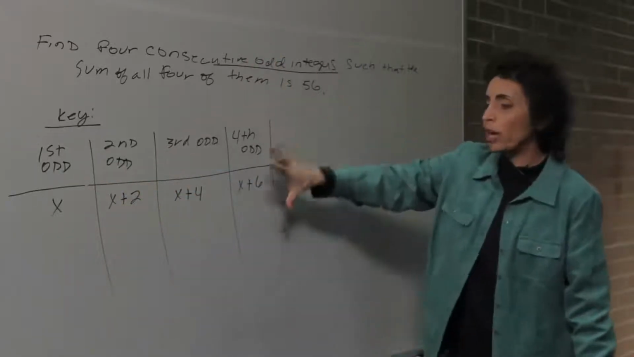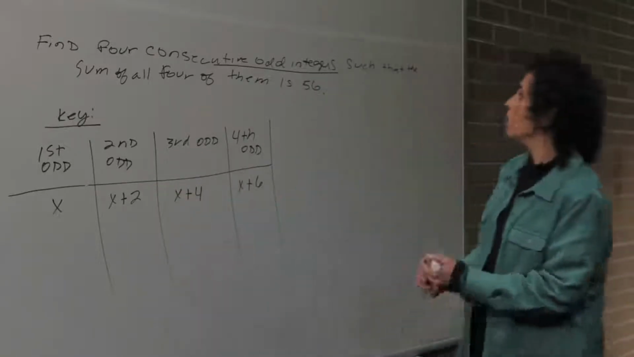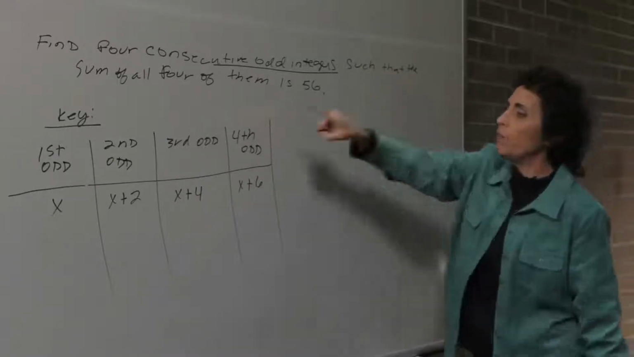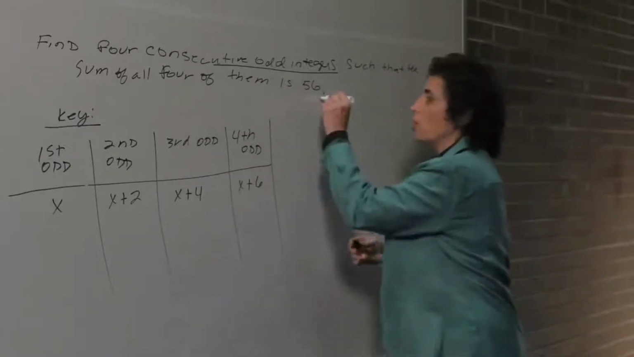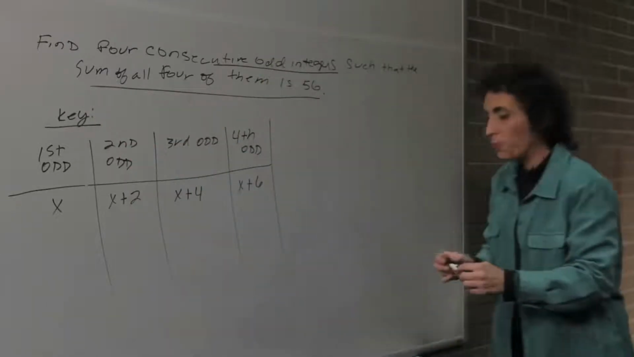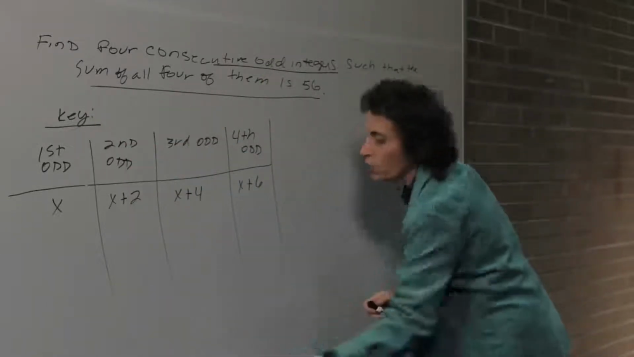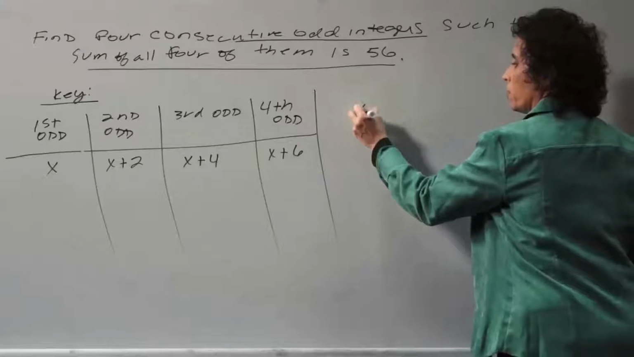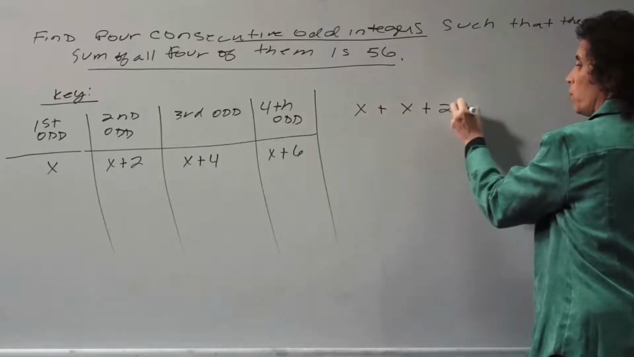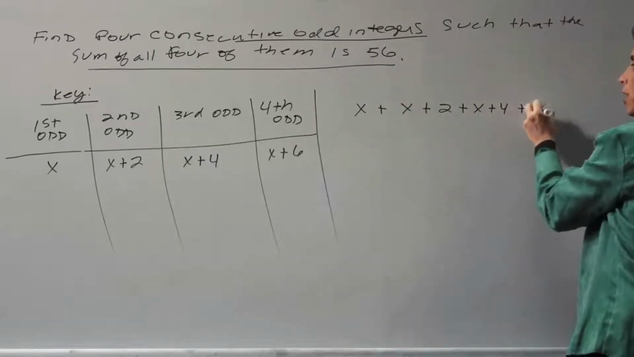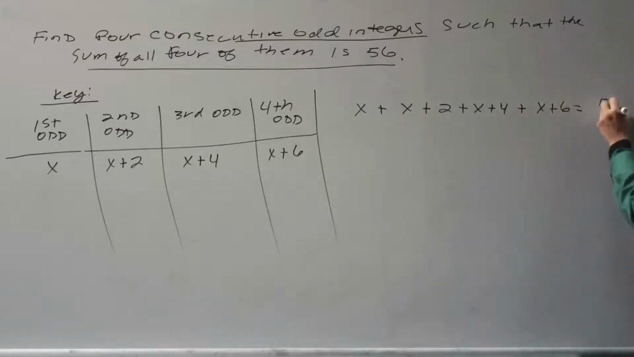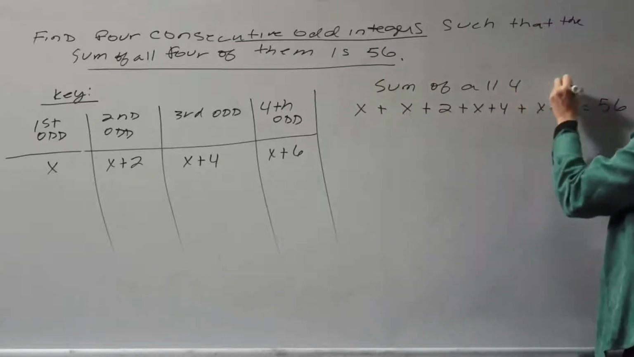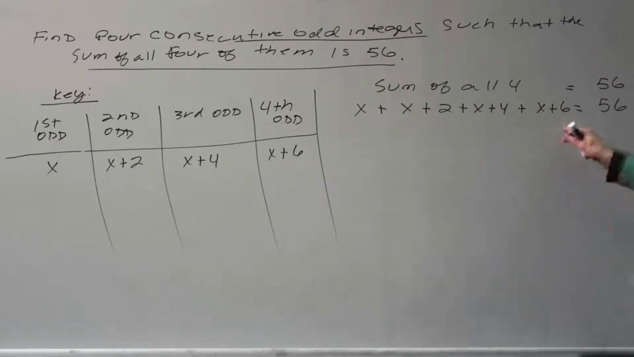Because now we're going to go direct translation with this key. So here we go. Okay, so 4 consecutive odd integers such that the sum of all 4 of them is 56. So here's the equation. The sum of all 4 of them is 56. Well, how do we show the sum of all 4 of them? That means to add up all 4 of them. So x plus x plus 2 plus x plus 4 plus x plus 6 equals 56. The sum of all 4 is 56. That's where that came from.